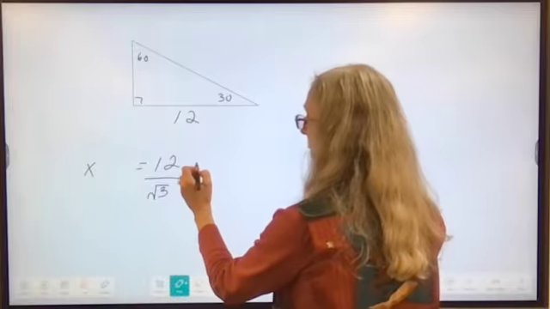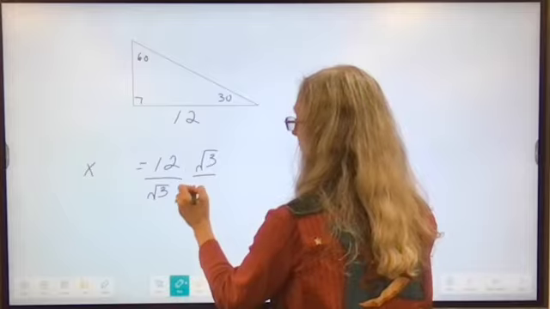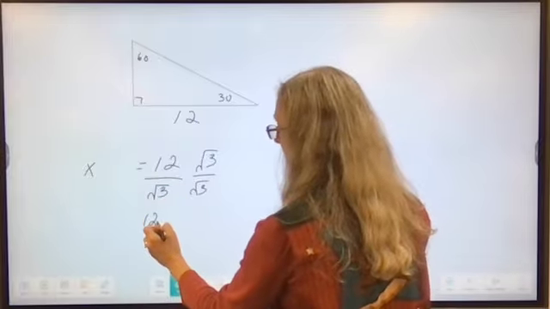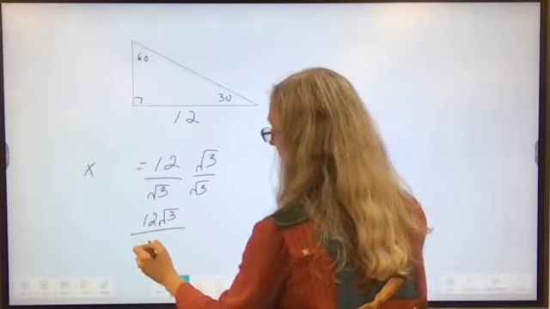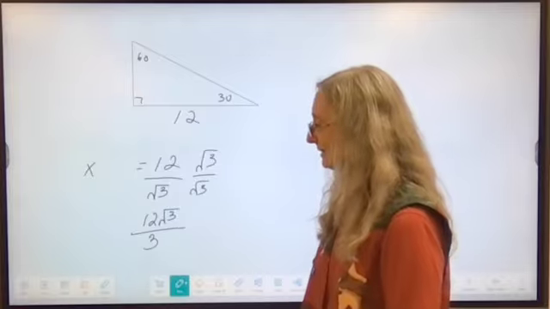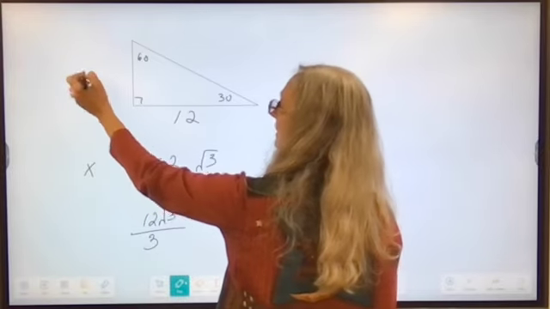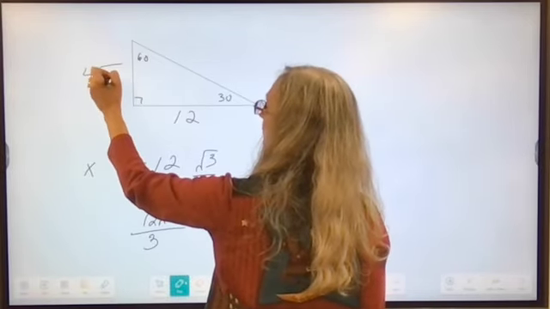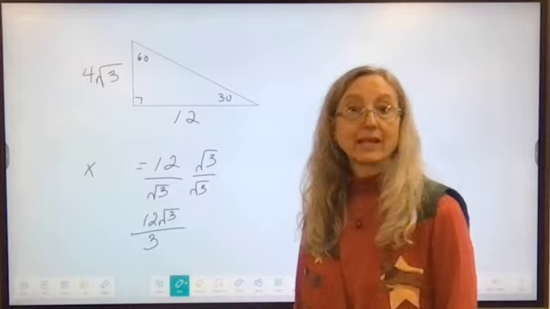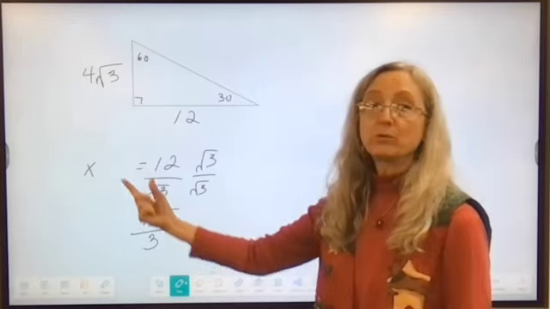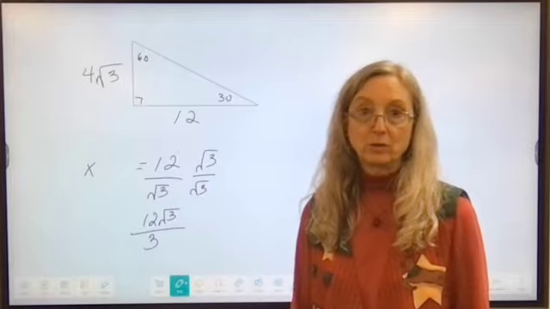So I'm going to multiply by the square root of 3 over the square root of 3. And this becomes 12 square root of 3 over 3. I can reduce 12 over 3 to 4. So my short leg is 4 square root of 3. I can double check. 4 square root of 3 times the square root of 3 does equal 12.